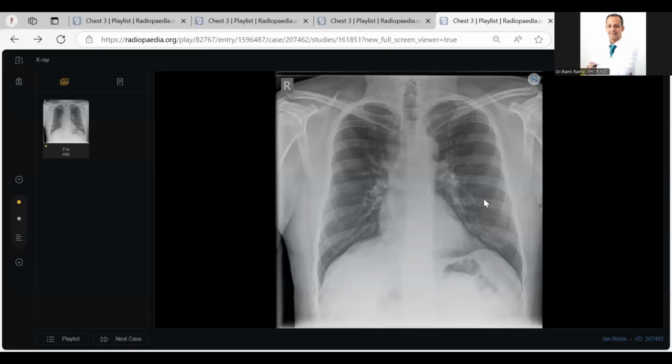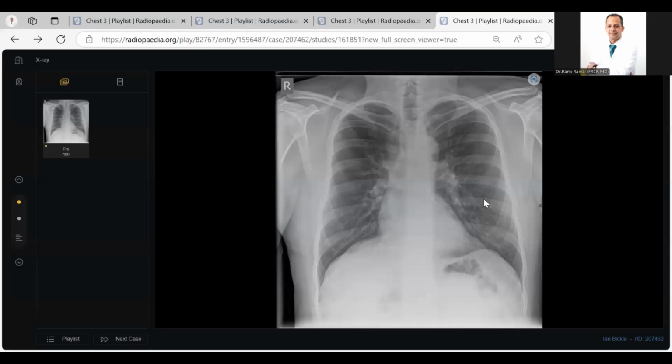There is no retrocardiac opacity. There is no pneumothorax or pleural effusion noted. So this can be a consolidation in the right upper lobe, or any opacification in the right upper lobe. I will proceed with a contrast CT scan of the chest for further characterization.